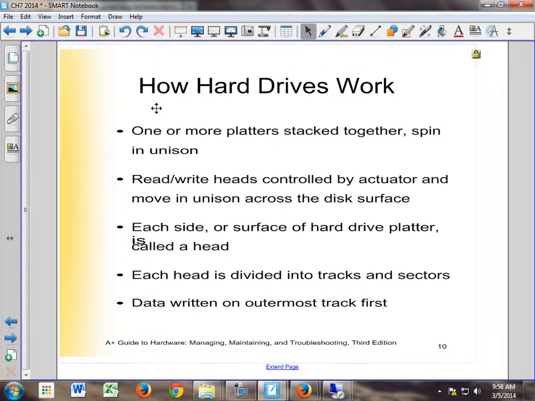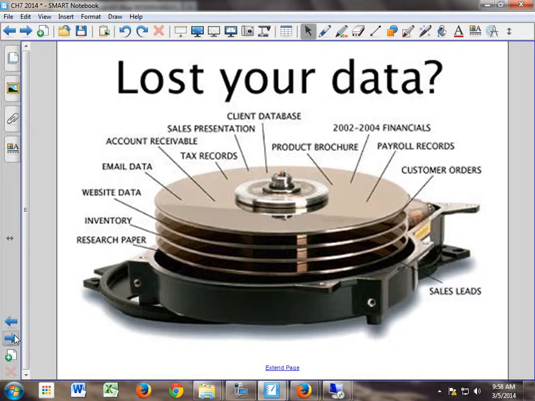Okay, so how a hard drive works. Basically, we have these platters that move around together. They spin in unison. And there's a head that moves in unison that slides across it. It's easier to show you what it looks like, okay?